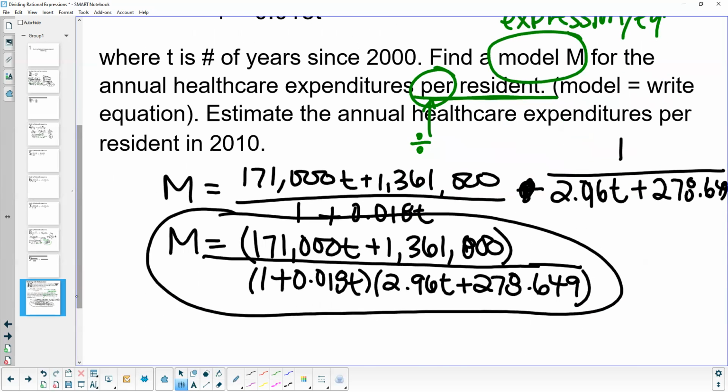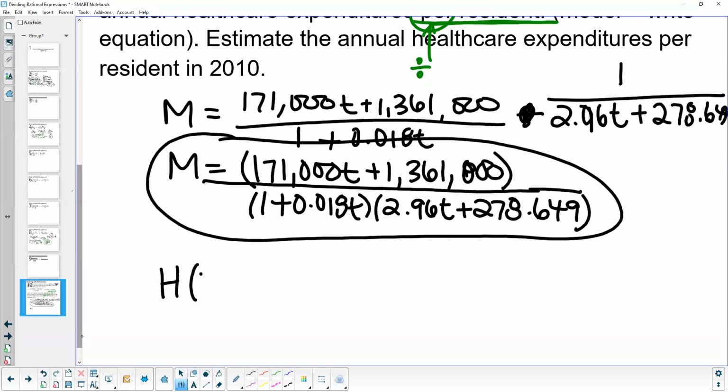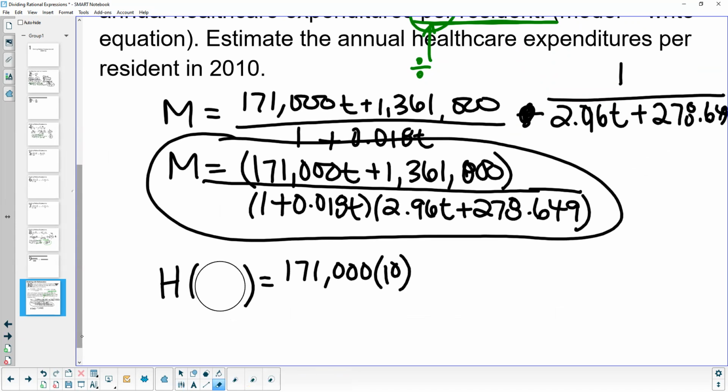Now that we have our model, what we want to do is figure out the annual healthcare expenditures per resident in 2010. Using this model, I would highly recommend typing the whole thing into your calculator. Everywhere that we have a T, we are going to substitute in the number 10. The reason we substitute 10 is because that T represents the number of years since 2000, not the actual year itself.